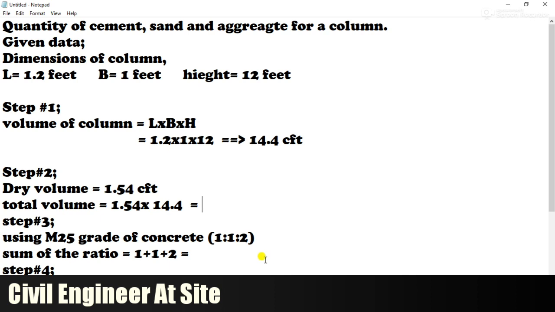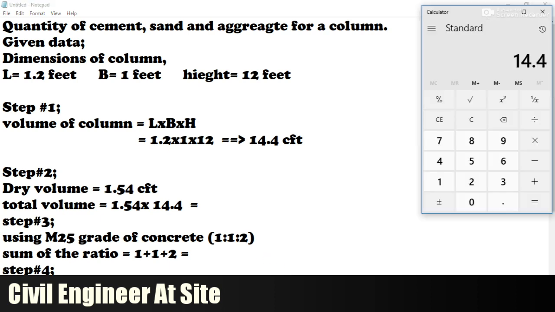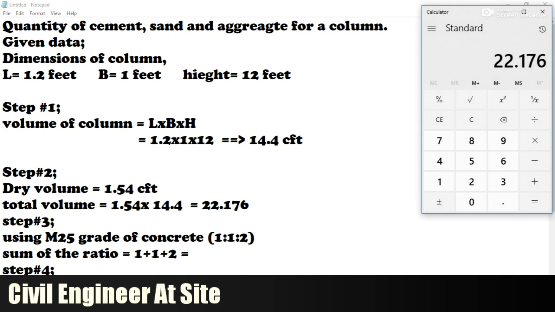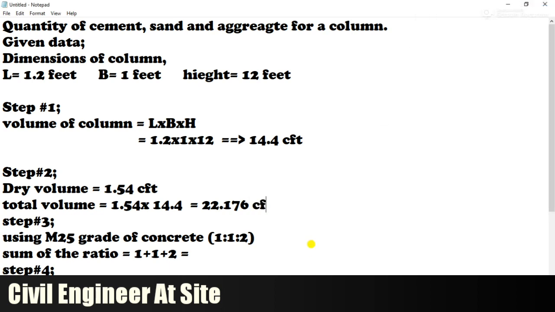Now we will calculate these two. Here we already have 14.4. We will multiply it with 1.54, which will be equal to 22.176. So 22.176 is the overall volume for the column.